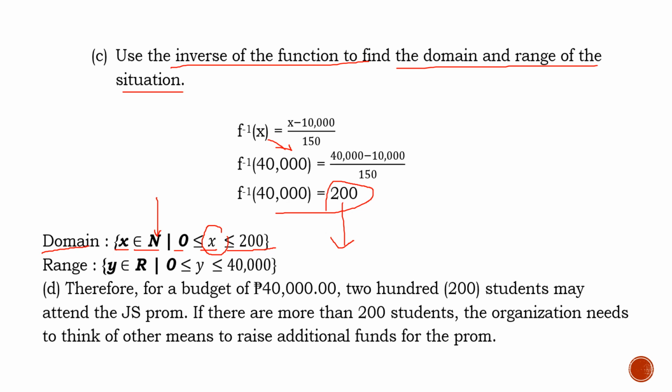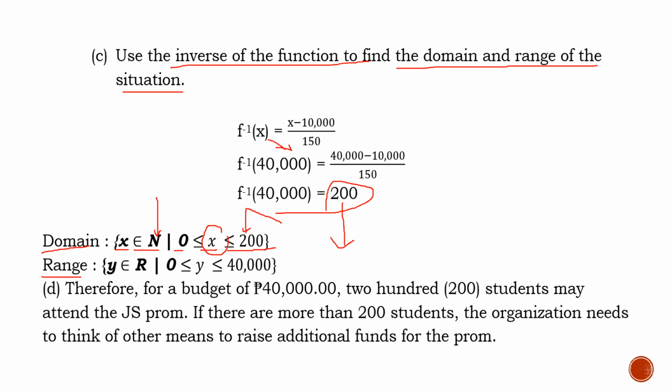These are positive values, a whole number. That's why your x can be equal to 0 and greater than 0, but not less than 0. And your x can be equal to 200 and less than 200, because the maximum number of guests that you can invite for this event is only 200, because there is only 40,000 pesos allocated as a budget for this event.